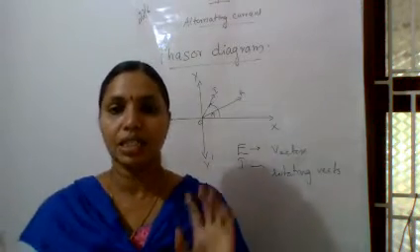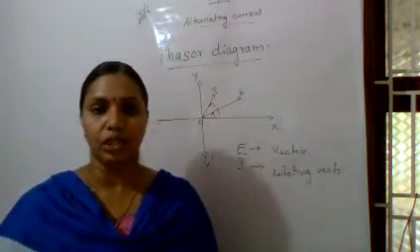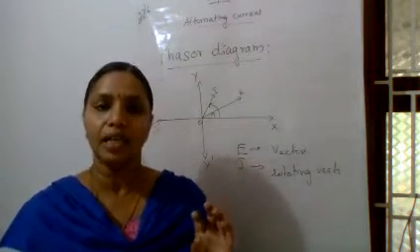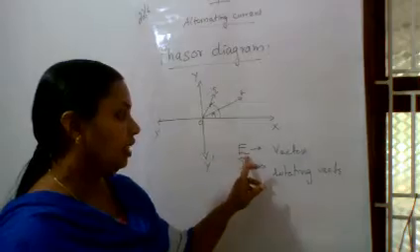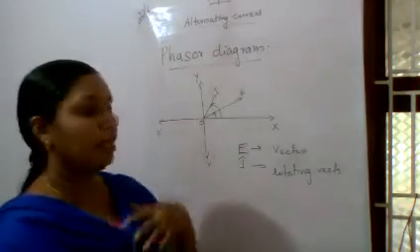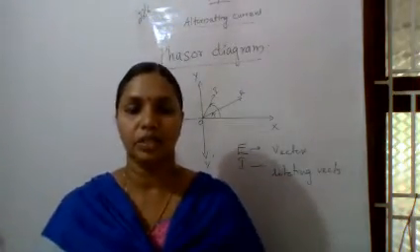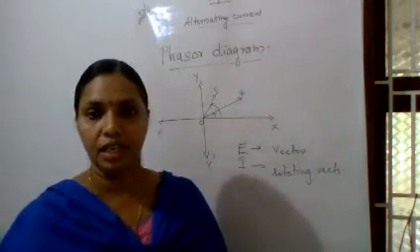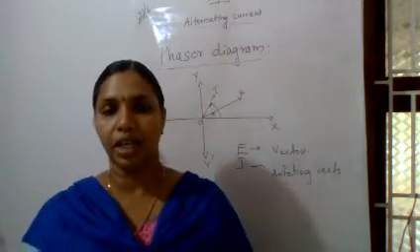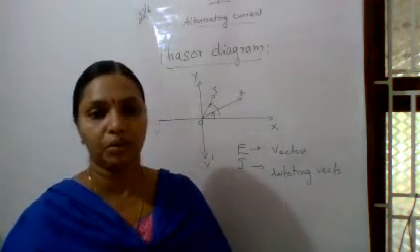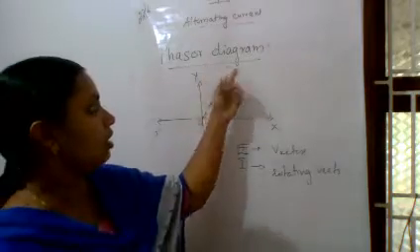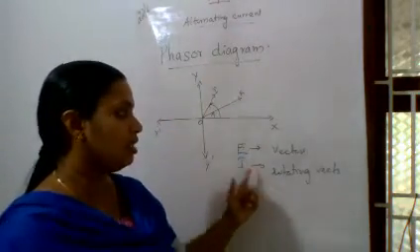So phasor means it is the vector representation of any quantity. Here we are taking the EMF and current because our chapter is about alternating current. So this EMF and current are vectors which can rotate, which can move with an angular velocity omega. Such a representation is known as the phasor diagram. These are phasors, that is, the vectors.